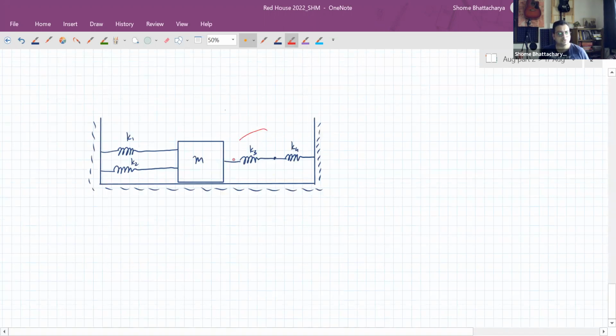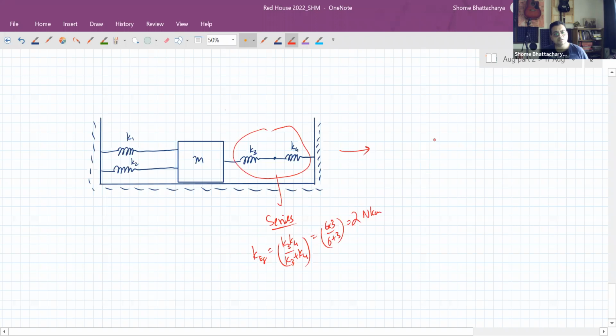First step, you see that these two are in series combination. So the equivalent spring constant will be, when you work that value out, 2 Newtons per centimeter. Now change this to an equivalent system where you have only one spring on this side, and that spring is, let's say, K prime, which is 2 Newton per centimeter. And these are your K1 and K2 as was given.